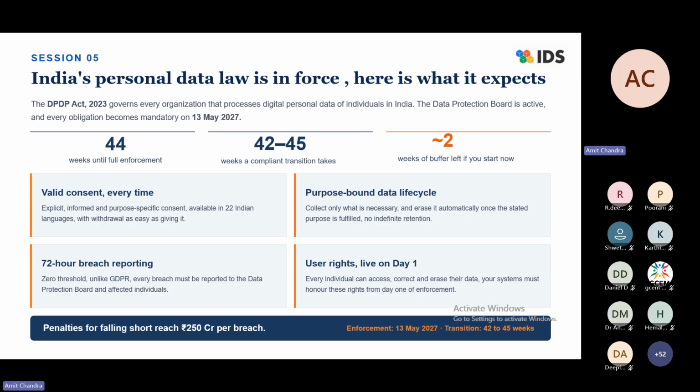So it should be explicitly mentioned that whatever data you are collecting, for what purpose it is. If you are collecting the data for multiple purposes, then all those purposes should be mentioned in your consent whenever you take the consent. And it should be available in 22 Indian languages. It means that if the candidate is Bengali, then he or she can click on the Bengali language and read that.